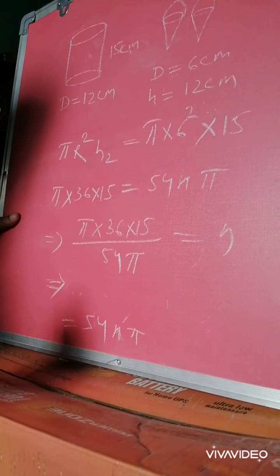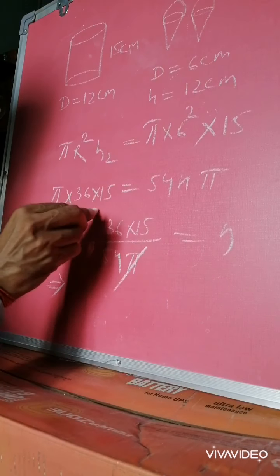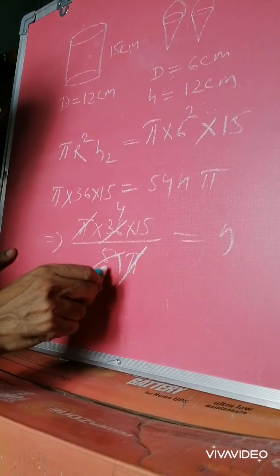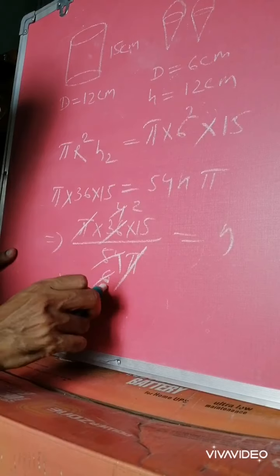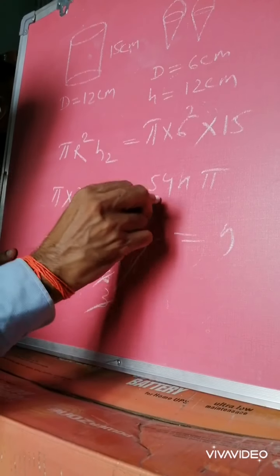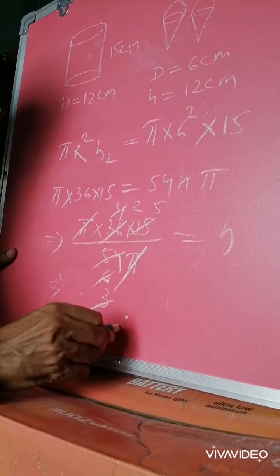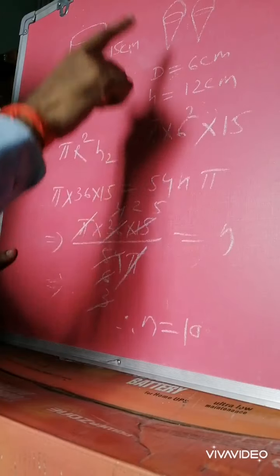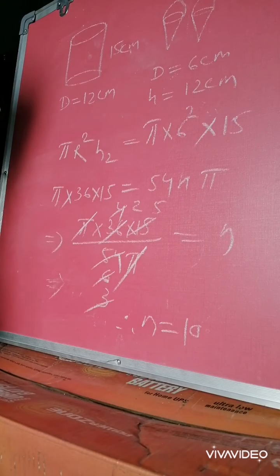That implies pi can be cancelled now. 9 4 times, 9 6 times, 2 2 times, 2 3 times, 3 5 times, so 2 into 5 is 10, therefore n is equal to 10. So 10 such cone ice creams can be formed. Okay, come to the next question.